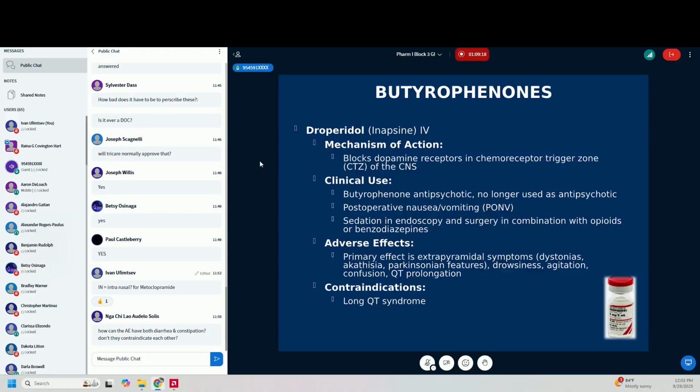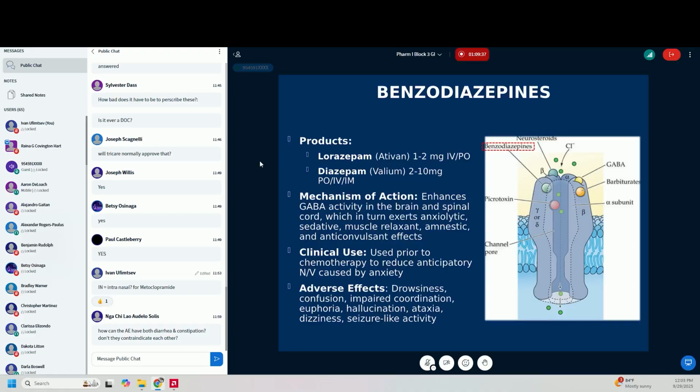Looking at our adverse effects here, you see that we have those EPS symptoms because, again, we're working on that dopamine. And then look at your QT prolongation. If somebody already has a prolonged QT, I'm not going to use a medication that's going to further prolong their QT. The other drug for you to remember with your QT is going to be your serotonin. Remember our 5-HT3s, those were the ones that we were worried about with QT prolongation.